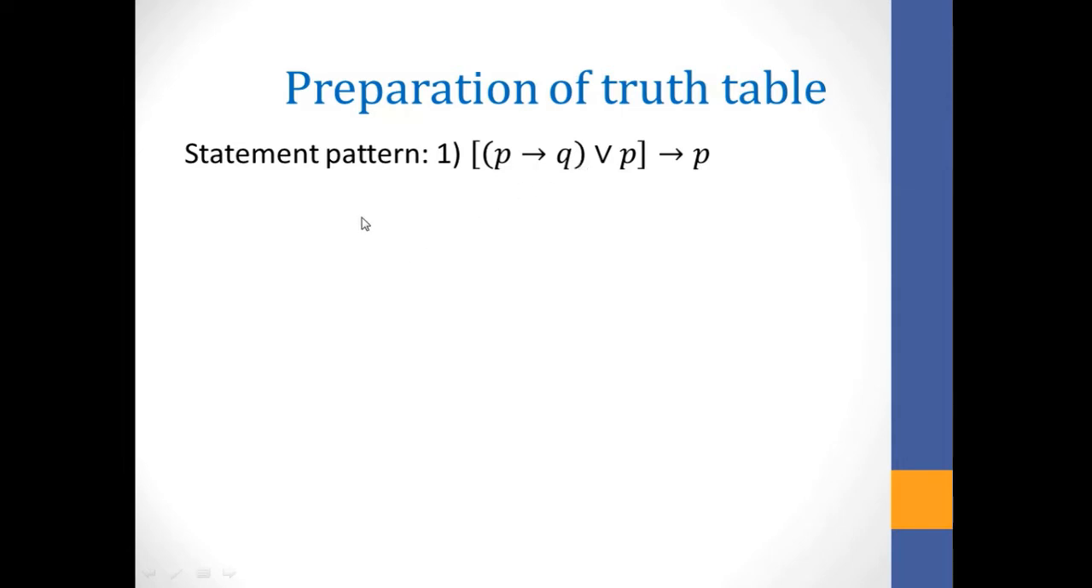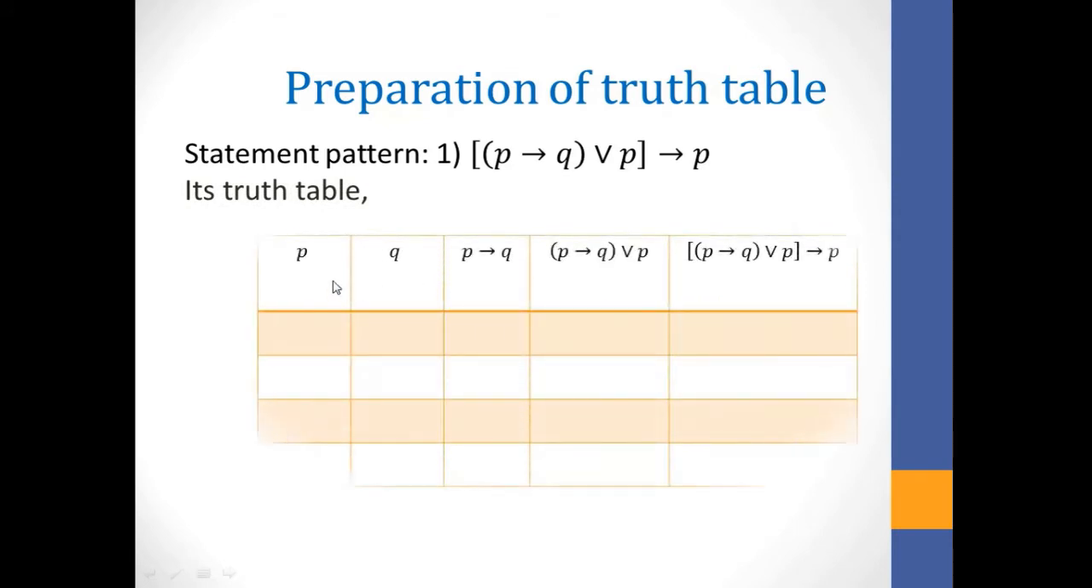So while preparing the truth table, see here how you will prepare it. The number of columns for the truth table will be 5, 2 plus 3, meaning 2 statements and 3 connectives. So the number of all possible columns is 5, as shown in this table.